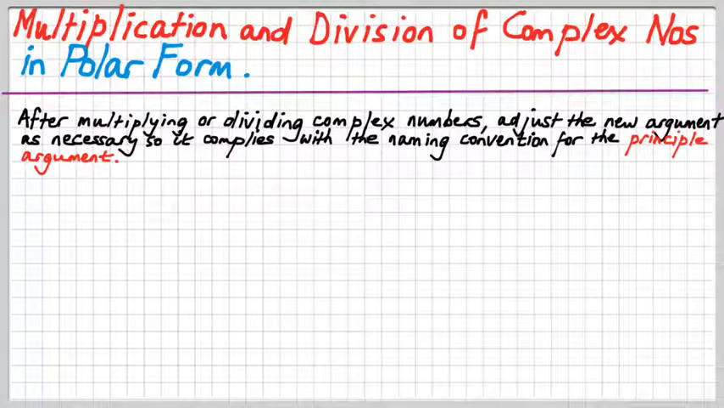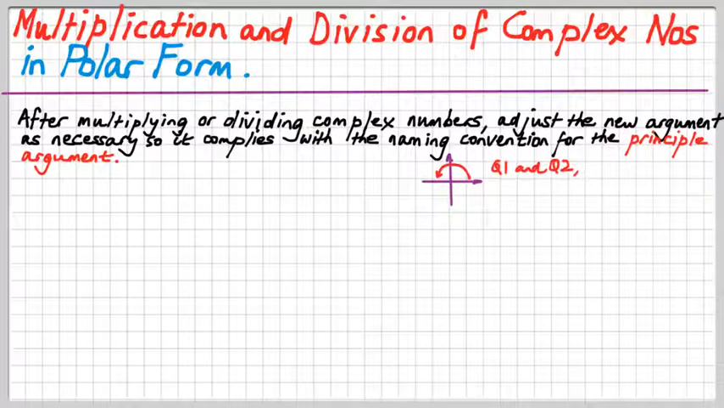Now, have a look at this. After multiplying or dividing complex numbers, as we've just showed you how to do, you must also adjust the new argument as necessary so that it complies with the naming convention for the principal argument. In other words, you might get something like an angle of 3 pi on 2 as a result of doing your multiplication or division, but that's not complying with the rules of our principal argument. So you'd have to rejig that to call that minus pi on 2. That's what I'm saying, right?